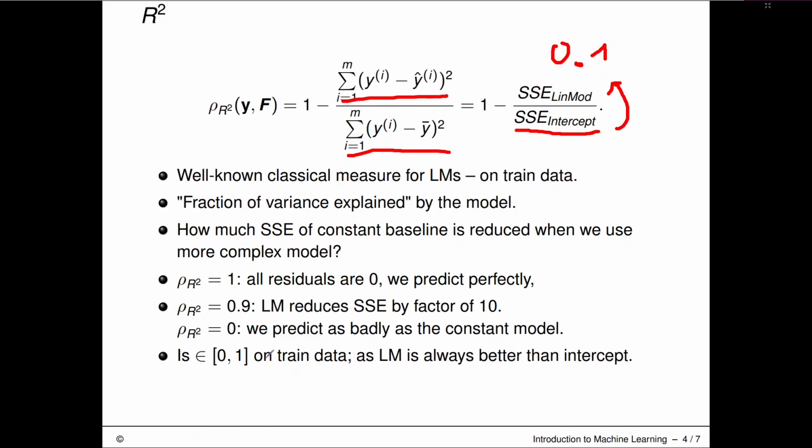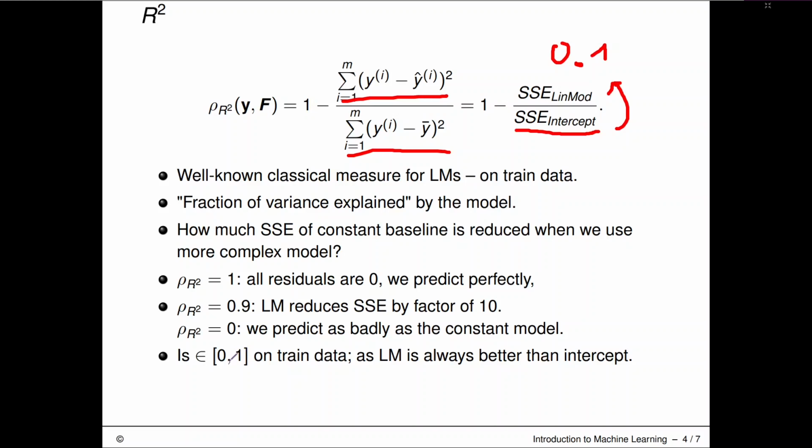So we can now easily see that this measurement here is always in the range from 0 to 1. First of all, it can never be more than 1 because we are subtracting a non-negative term here. Both SSEs have to be non-negative, so the resulting division must also be non-negative. So this is always 1 or less than 1.